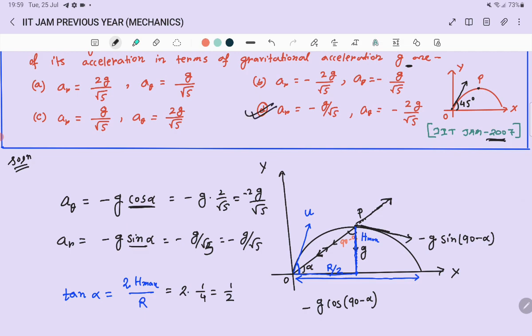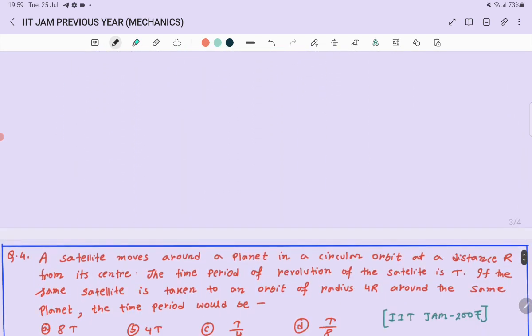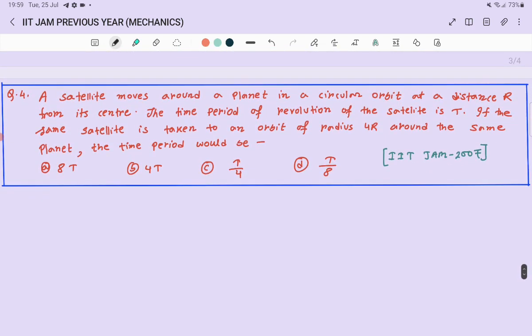Okay, so this is a very good question that you can see. This question is asked in IIT exam 2007. Now let me solve the next question, that is question number 4. This is also asked in 2007, and this is a very easy question.